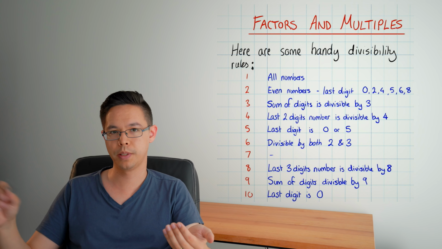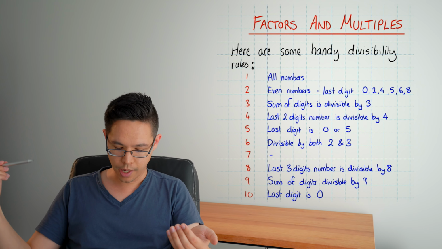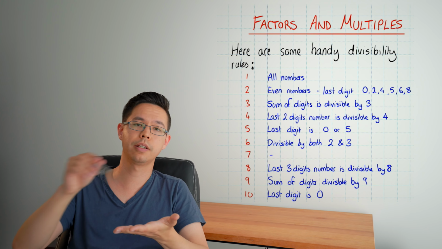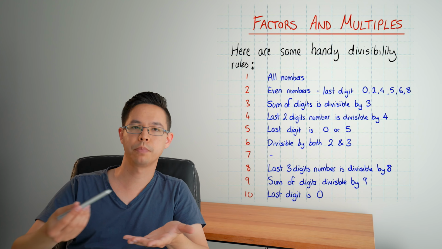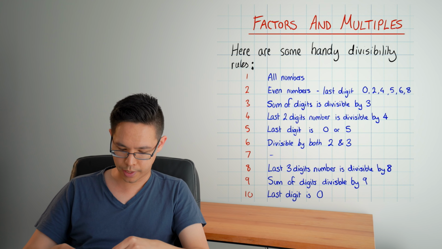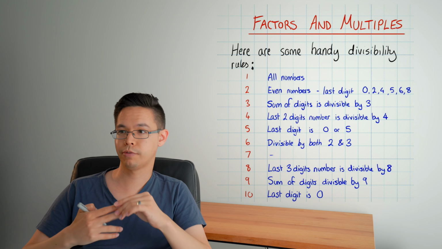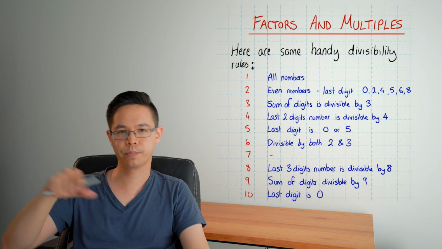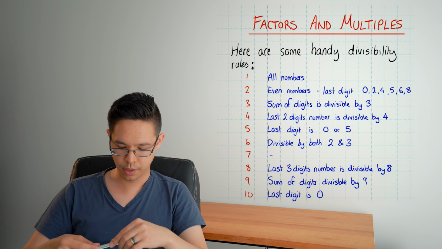So usually the last digit will be a 0, 2, 4, 6, or 8. For divisible by 3, you would have to add all the digits, and if that sum is divisible by 3, then the original number must also be divisible by 3. For divisibility by 4, look at the last two digits. So if I've got 124, is 24 divisible by 4? If so, then the entire 124 would be divisible by 4.